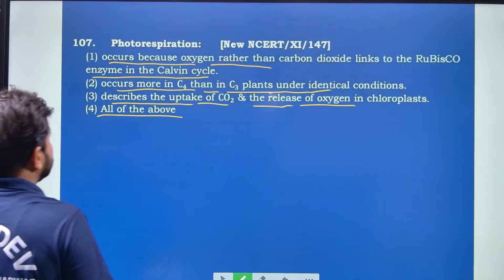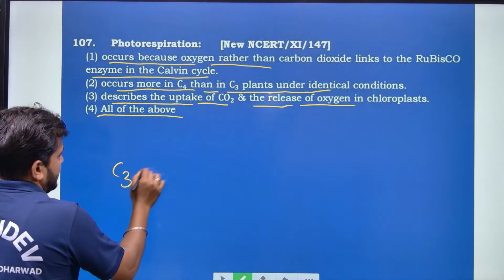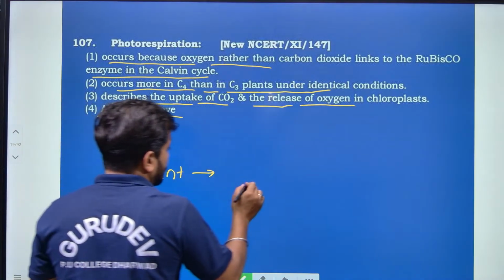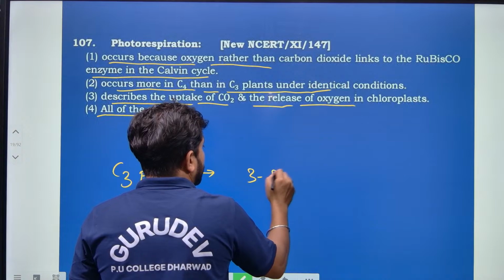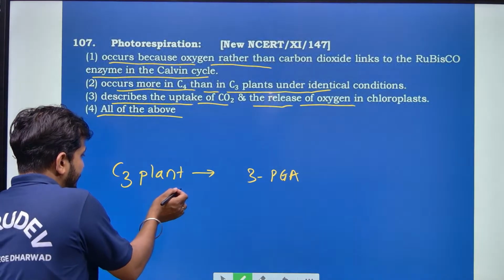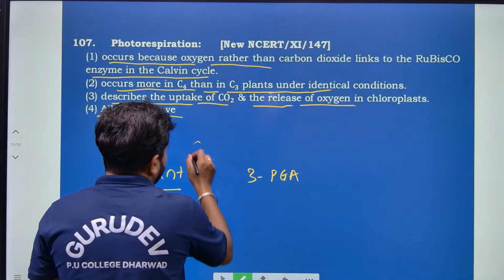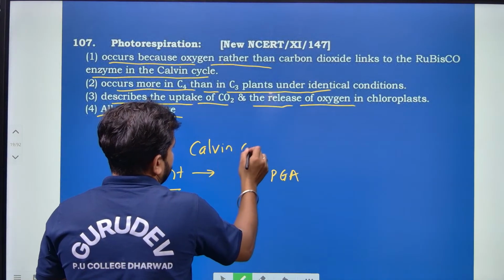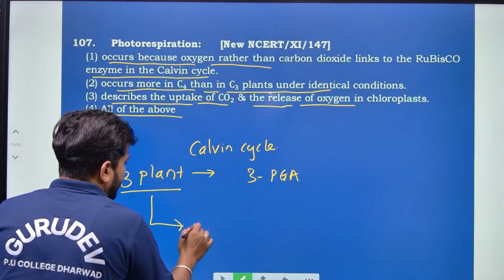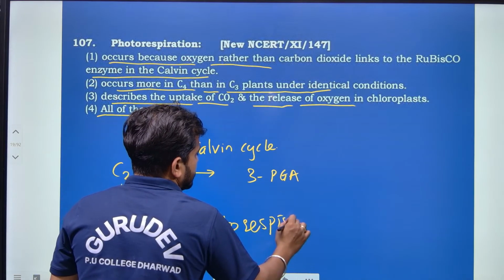So majorly, photorespiration takes place in C3 plants, right? What are these C3 plants? These C3 plants form the 3-carbon compound PGA, that is phosphoglyceric acid, right? Because of that only we call it a C3 plant. And here, to convert this, which cycle occurs? The Calvin cycle, right? So majorly, in the C3 plant only, photorespiration can take place, not in the C4 plants.